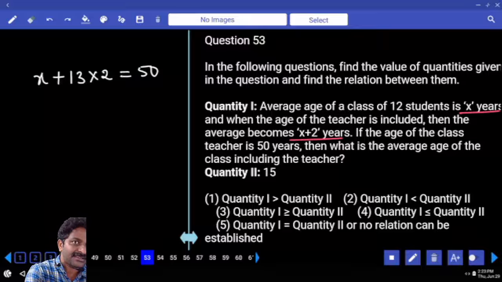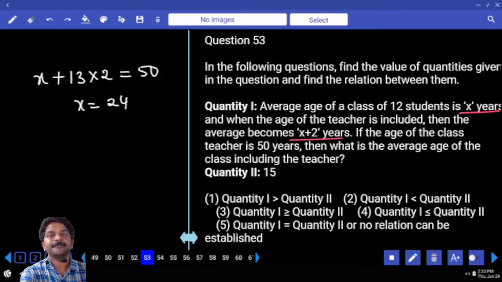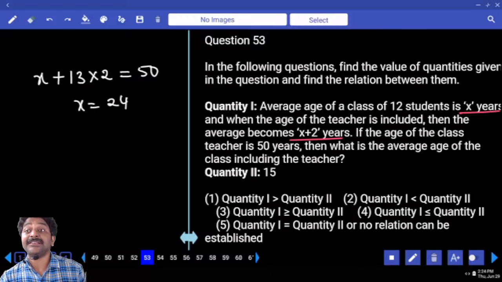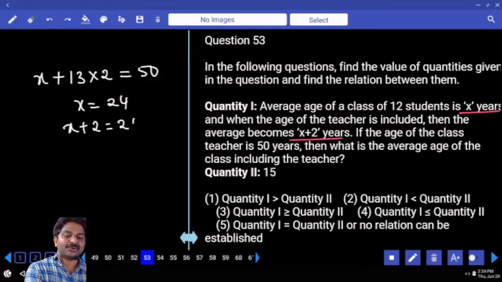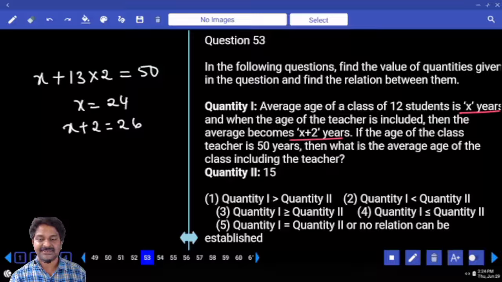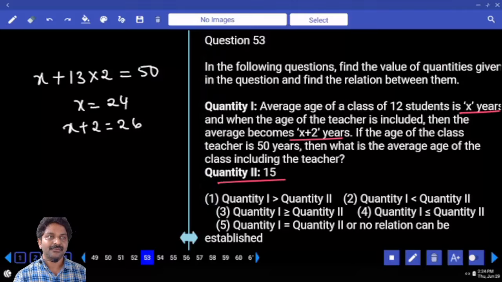The teacher's age is mentioned as 50. 26 subtracted from 50, that becomes 24. Now what was 24? The average age of students excluding the teacher, which is X, right? But our question is to identify X plus 2, including the teacher. The average is 26. Q2 is 15. Q1 is more than Q2.